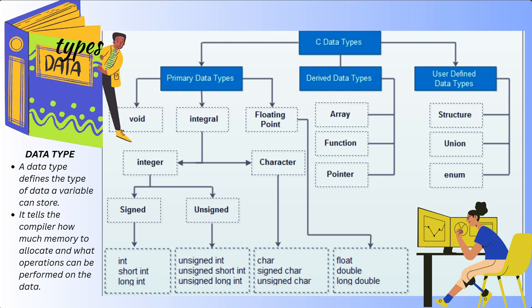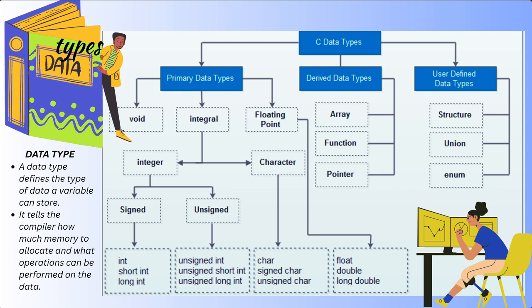The data types in C include primary data types, derived data types, and user defined data types. Under primary data types, we have void, integral, and floating point. Under integral data type, we have integer and character. Integer is of two types, signed and unsigned. Signed integers are int, short int, long int. All of these have basically the same function, but the amount of storage each data type has varies. We will be learning about that in the next slide.